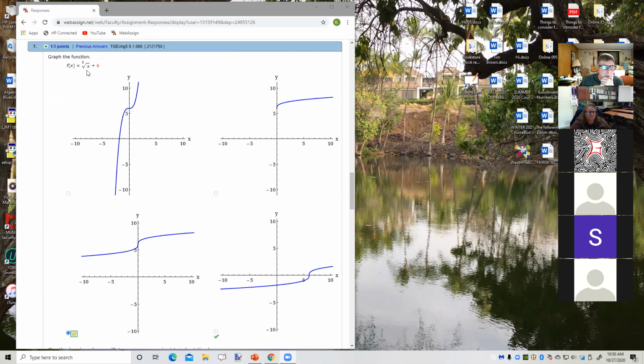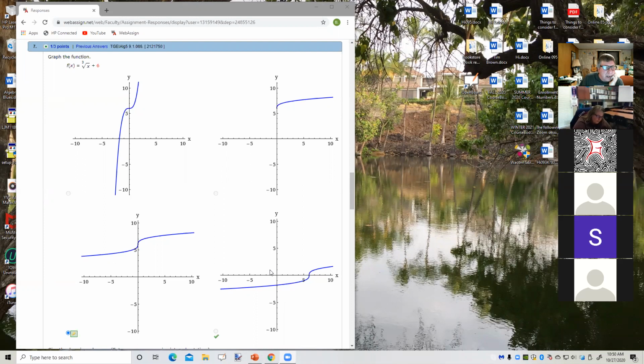Okay. If x is 0, the cube root of 0 is 0. 0 plus 6 is 6. So the point (0, 6) should be on the graph. This has the point (0, 6), so it's a possibility. This has the point (0, 6), so it's a possibility. This does not have the point (0, 6). So now we've eliminated this one. So we've gotten rid of the second one and the fourth one.